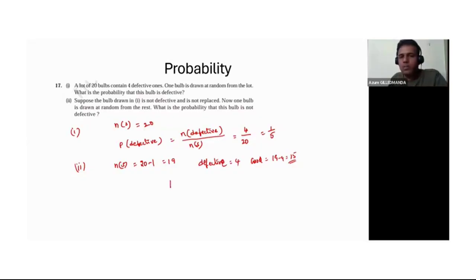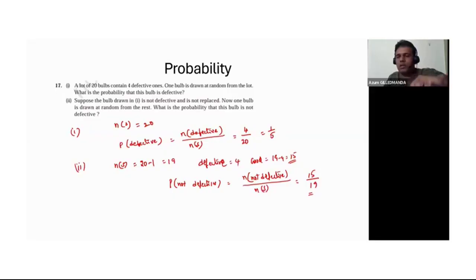Not defective means the probability of not defective is N of not defective, or you can just write like E is the event of drawing a non-defective bulb. Then you can just substitute P of E equal to N of E by N of S. That also you can do. For our understanding, I'm just writing this. Non-defective means a good bulb. So how many good bulbs are there? There are 15 good bulbs by 19. Understood? So this is the probability of not getting a defective bulb when in the first scenario, one bulb was drawn.